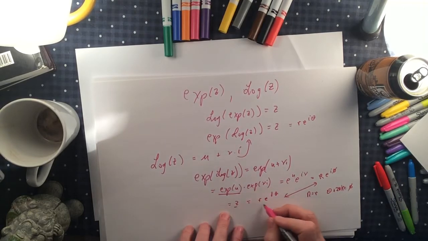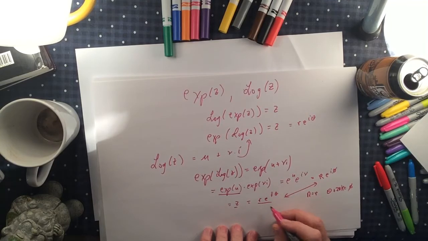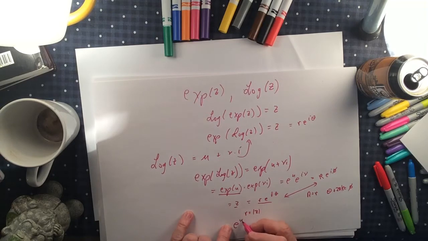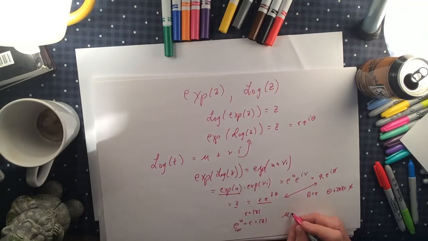Now, when z is written in the form r e to the I theta, that means r is actually the length of z. So now let's look at this expression. This e to the u is supposed to produce r, which is the length of z, and it's pretty clear there's one obvious choice for u: u can be the log of the length of z. E to the log of the length of z will produce the length of z back.